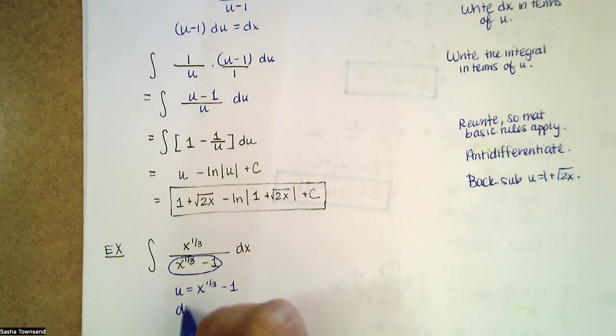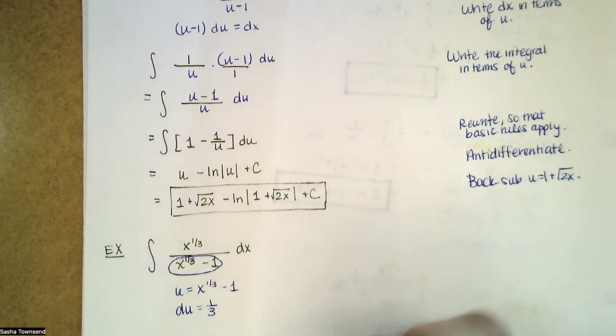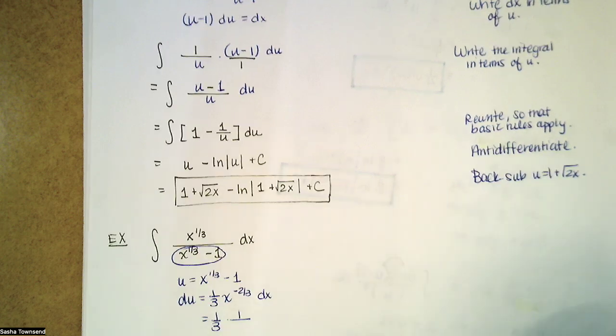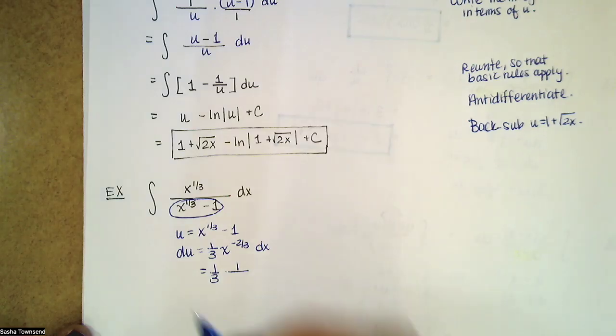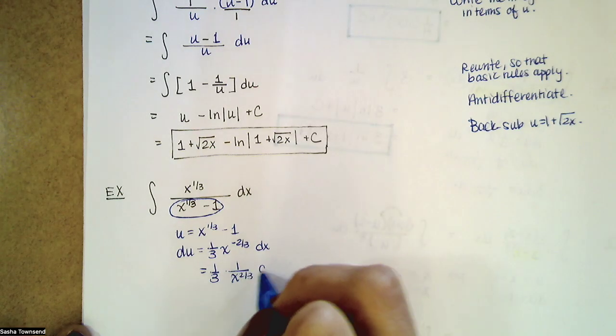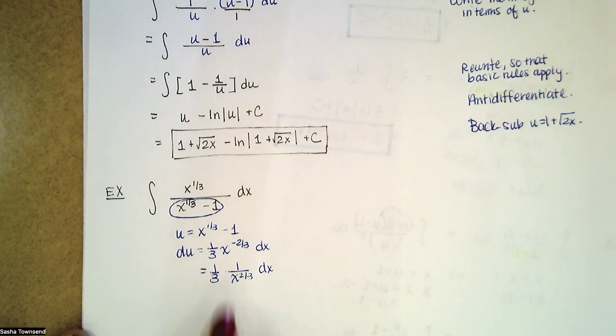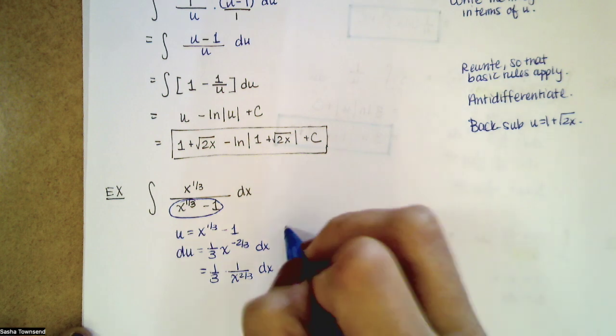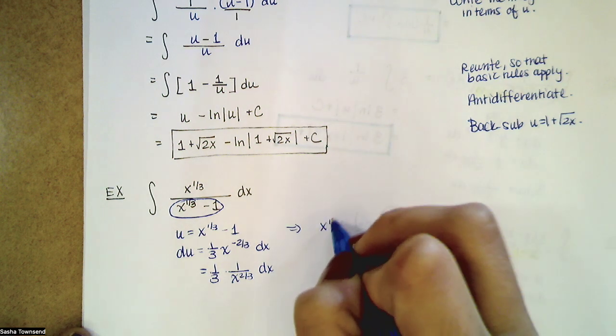And then we compute du. So we have 1/3 of x to the 1 less power. 1/3 minus 1 is negative 2/3. Then we multiply by dx. So that's going to be 1/3 times 1 divided by x to the 2/3 dx. Say, do I have anything that looks like that here? So no, not really. Well, I can get x to the 1/3 in terms of u by adding 1 to both sides.